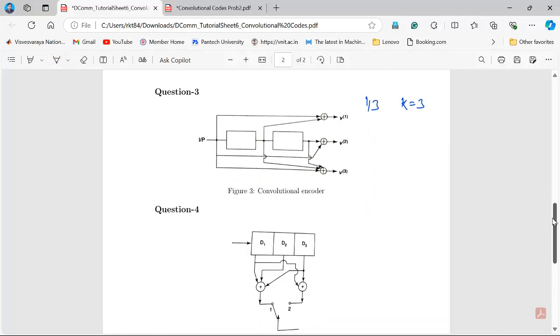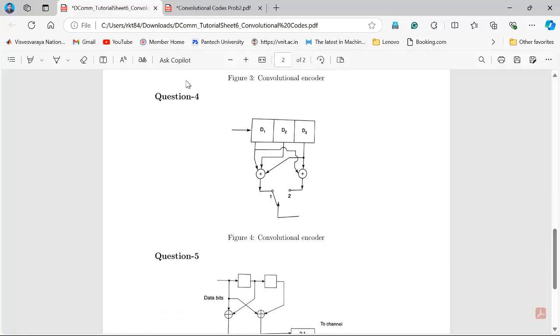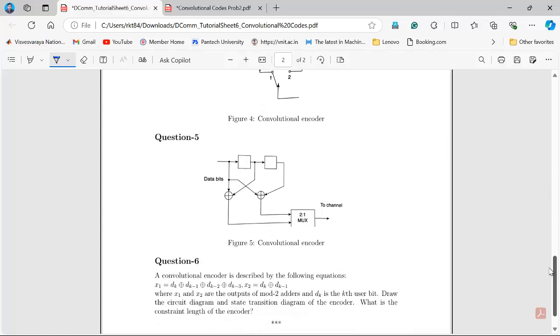Okay. In the same way, question 4 can be solved. Here, don't get confused by whatever is written. Again, this is the output of D1, and D1 is connected to D2, and this is the output of D2. This is the output of D3, like that. So in the same way, you can solve all these questions.